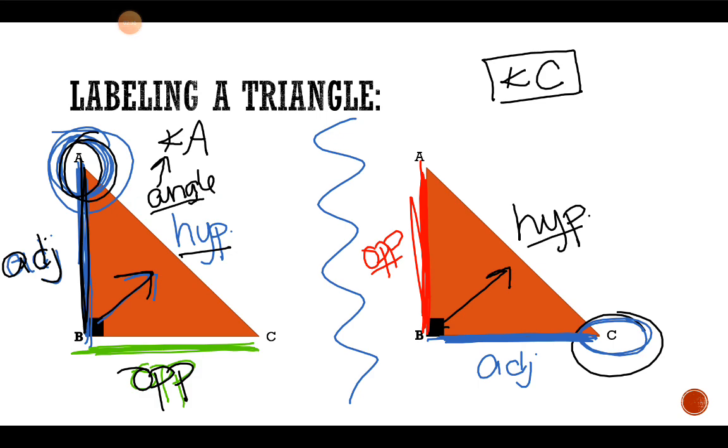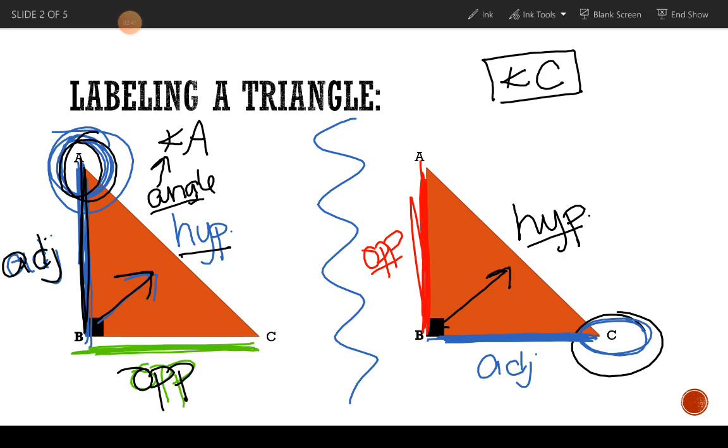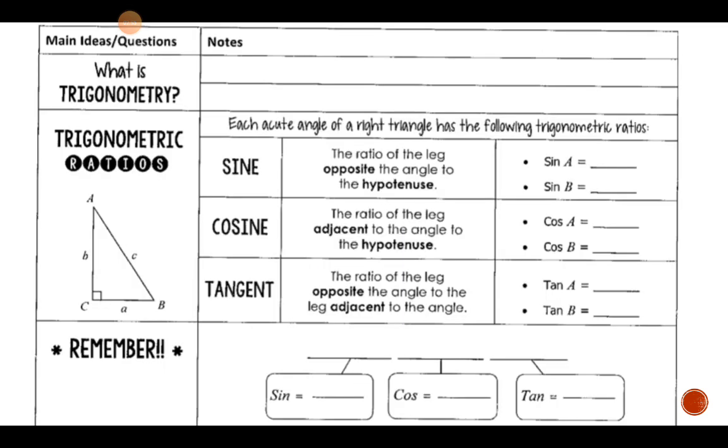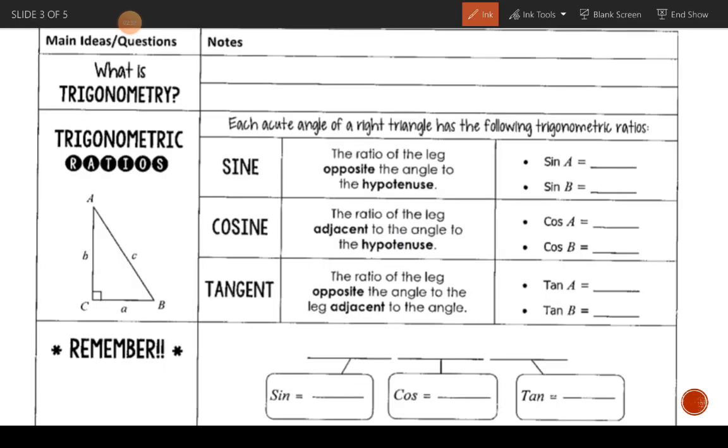If you compare these two, from angle A and angle C, what's happening is the opposite and the adjacent sides are switching. So labeling a triangle is super important. You need to be able to label the triangle correctly, okay? So what is trigonometry? Trigonometry is the study of triangle measurement.